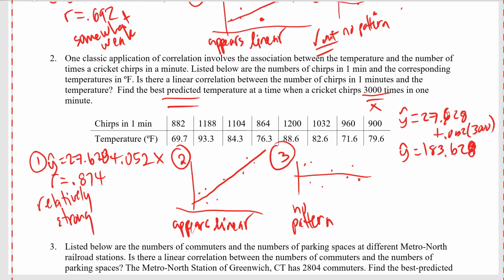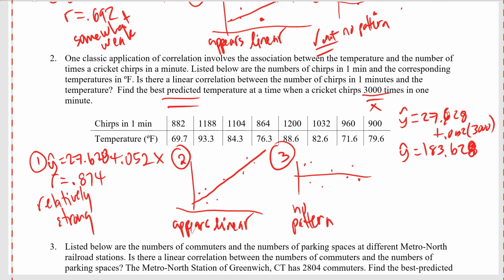Jeez. All right, so we're all ready to move on, right? I hope somebody's stopping me because there's something we talked about. We talked about extrapolation. Do we have anything close to 3,000 chirps in our table? That makes absolutely no sense, right? Our lowest is 864, sorry. Our highest is 1200. We do not have 3,000 chirps.